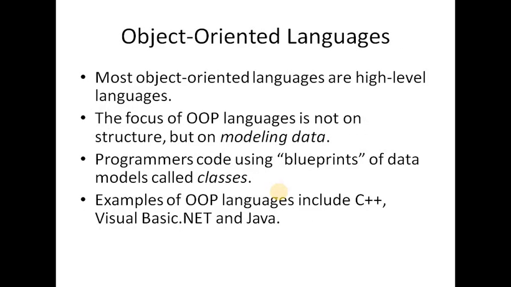Another feature is that most object oriented languages are high level languages and focus on OOPS. The focus is not on structure but on modeling data. Programmers code using blueprints of data models, which are called classes. Examples of OOPS languages are C++, Visual Basic .NET, and Java.